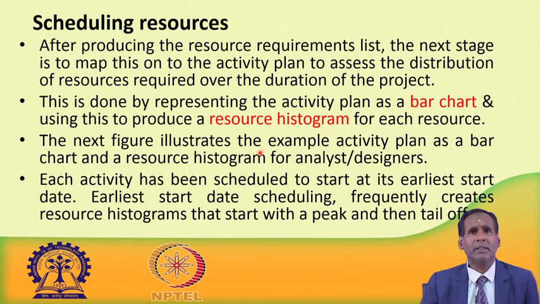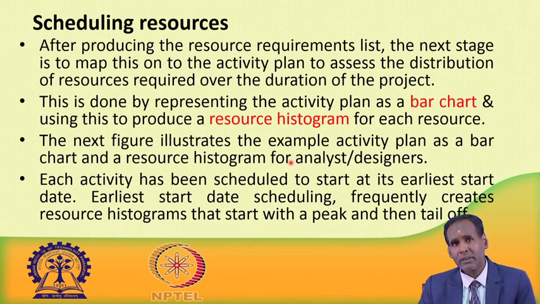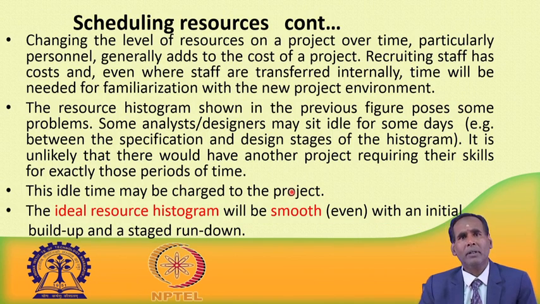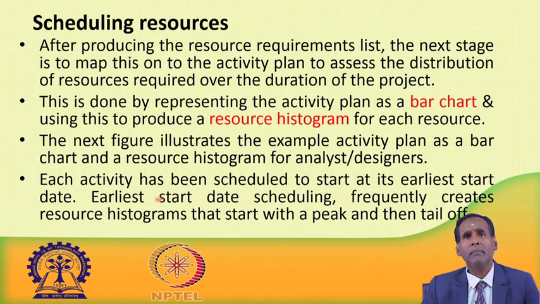This figure illustrates the example activity plan as a bar chart, and then the histogram for the analyst designers. The upper part is the bar chart, the lower part is the histogram. I have already told you that each activity has been scheduled to start at its earliest start date. The problem of earliest start date scheduling I have already told you.